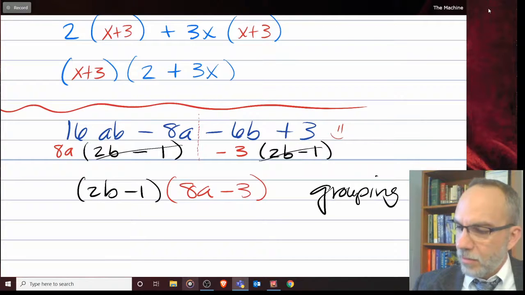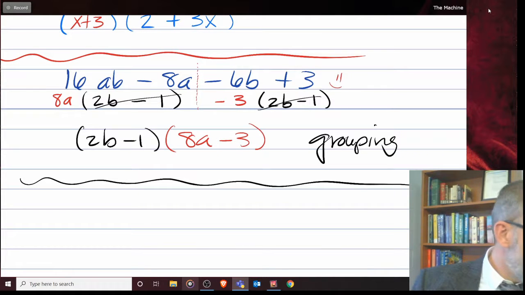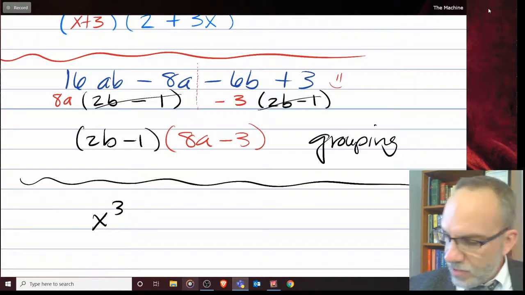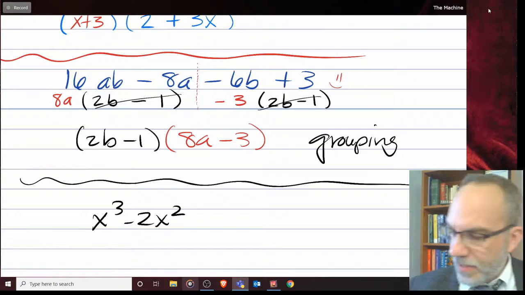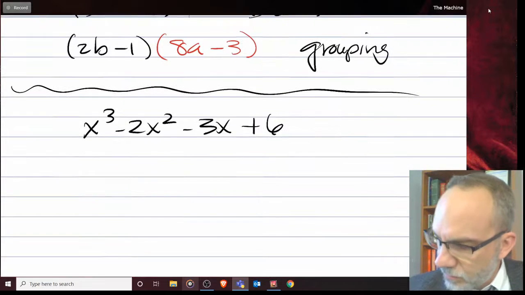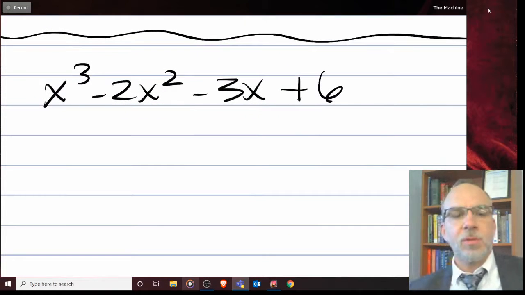All right, now, let's try one more. This is the one like you're going to see coming up. We'll do x cubed minus 2x squared minus 3x plus 6. Okay, factor this one, which means basically to unmultiply it, to write it as a multiplication question.